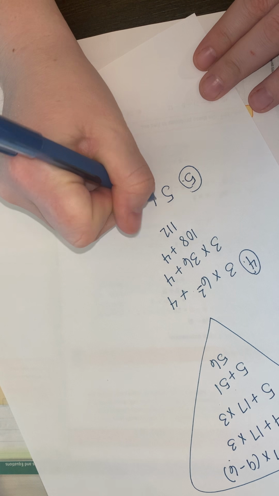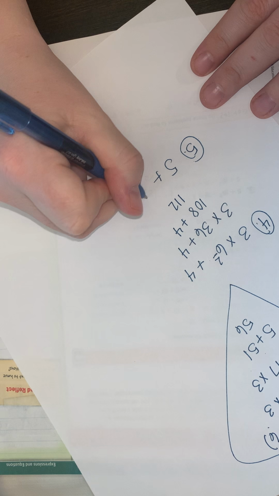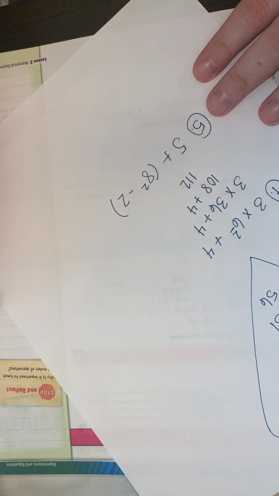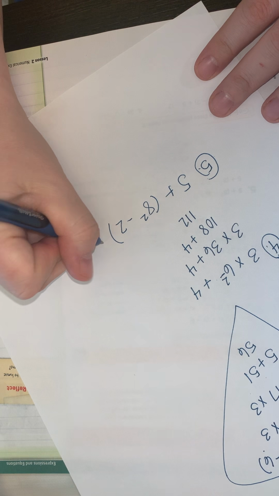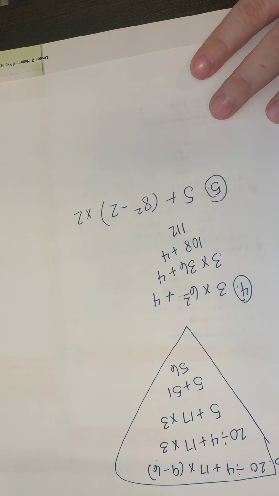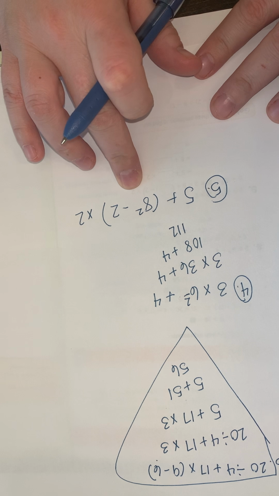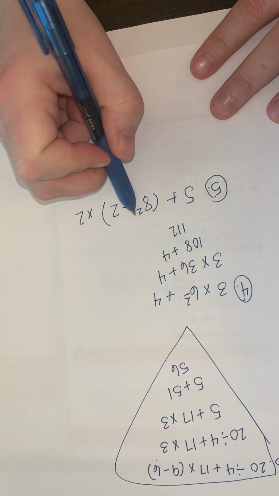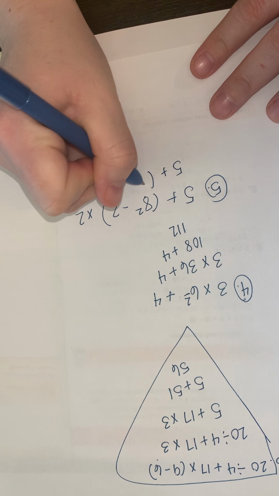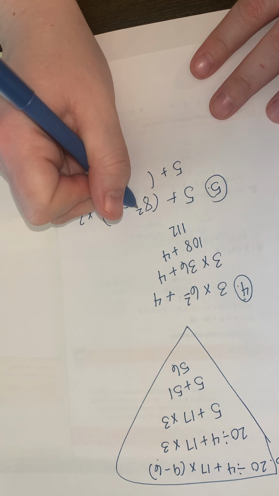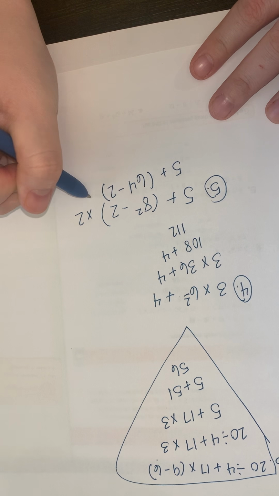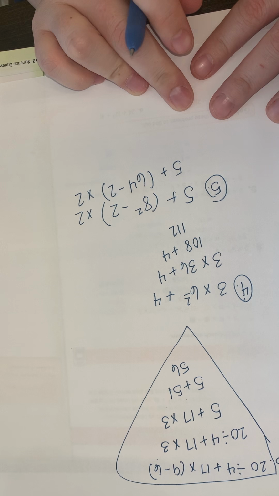So we have 5 plus parentheses 8 to the second minus 2 times 2. All right, let's work this out. So parentheses, I sure do have parentheses right here. I'm going to do the exponent within the parentheses first. So I'm going to have 5 plus 8 to the second power is 8 times 8. So 64 minus 2 times 2.